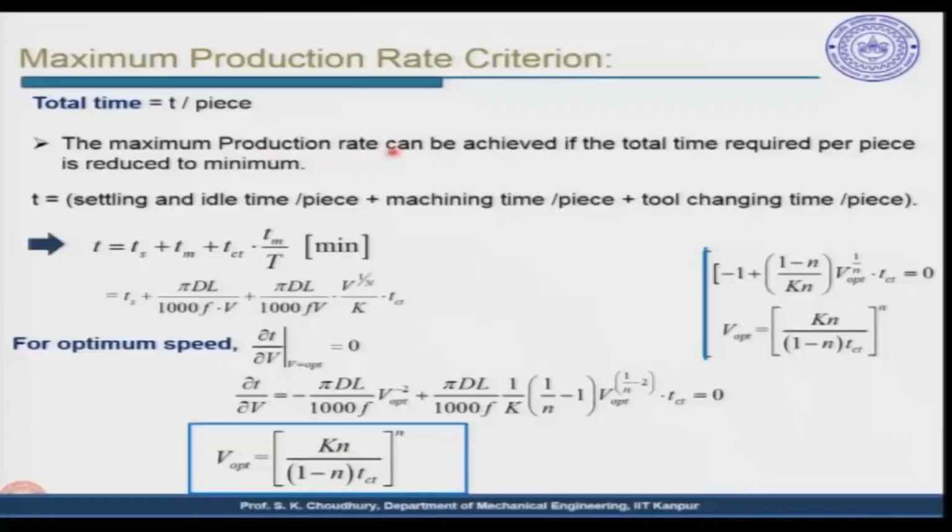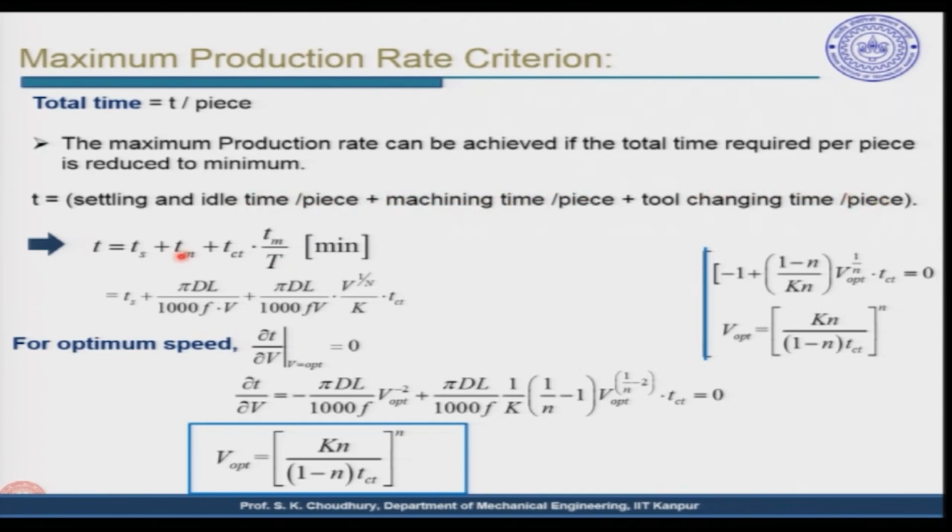Now, the maximum production rate can be achieved if the total time required per piece is reduced to a minimum. The total time taken to fabricate the part is equal to the settling and idle time per piece plus machining time per piece plus tool changing time per piece. These are the three components of time involved in the total time. The settling time is Ts, machining time is Tm, and the tool changing time is Tct. That has to be multiplied by the number of times we are changing the tool, because this is the machining time per piece, and this is the tool changing time per piece.